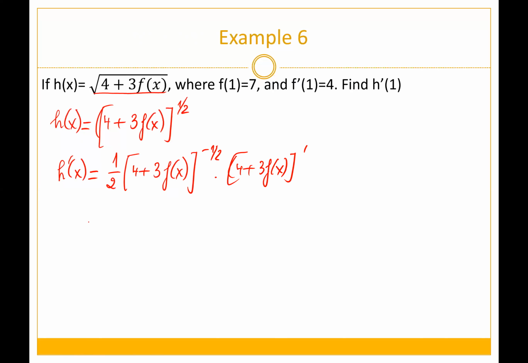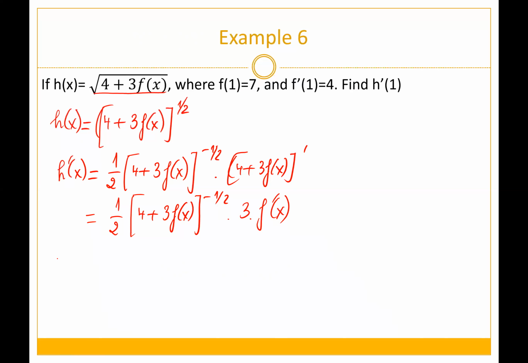And this thing is going to equal half 4 plus 3 f of x to the negative half, because it's half minus 1 is negative half. Multiply this one, we have 4 plus 3 f of x. And so the derivative of 4 is 0. So this derivative is going to equal 3 multiply f prime of x.